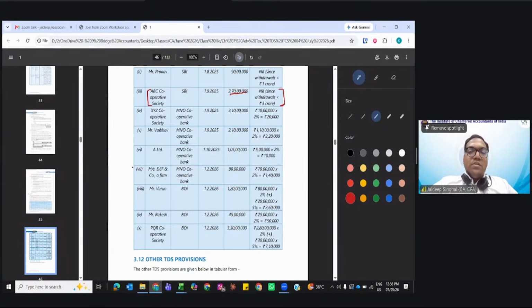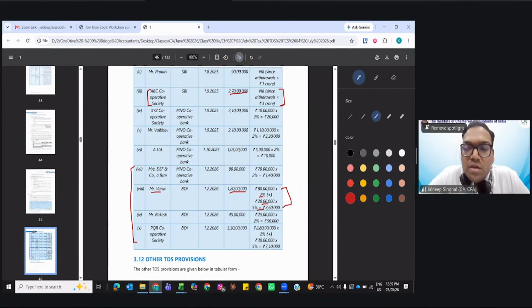Next, now in 7 to 10, we assume that TDS returns have not been filed on time. Mr. Varun has withdrawn 1 crore 20 lakhs. So up to 20 lakh, nothing. Next 80 lakh, 2%. Next 20 lakhs, 5%. So this is how you calculate the TDS. Are you with me till here, everyone?